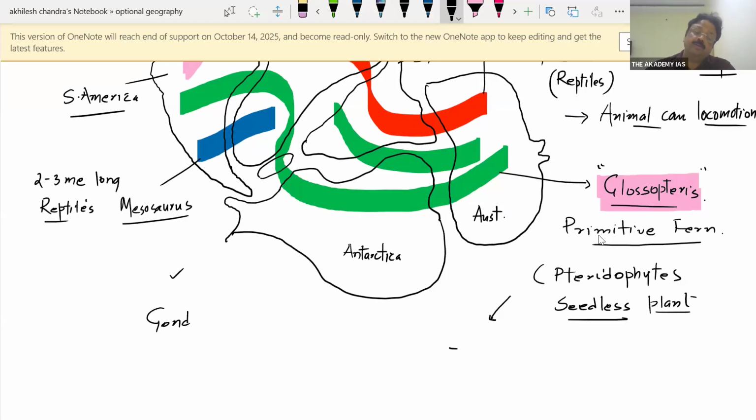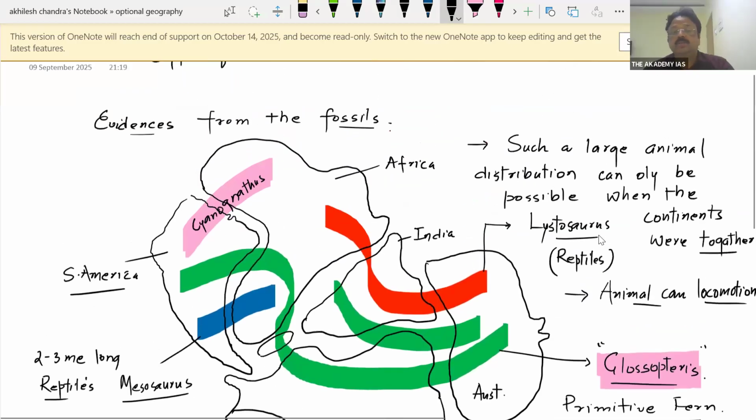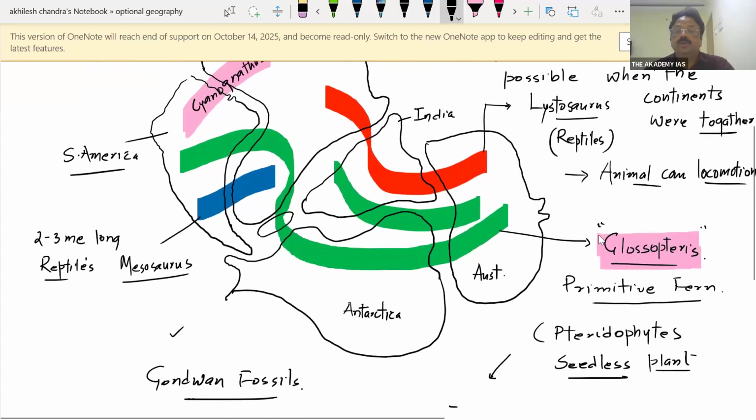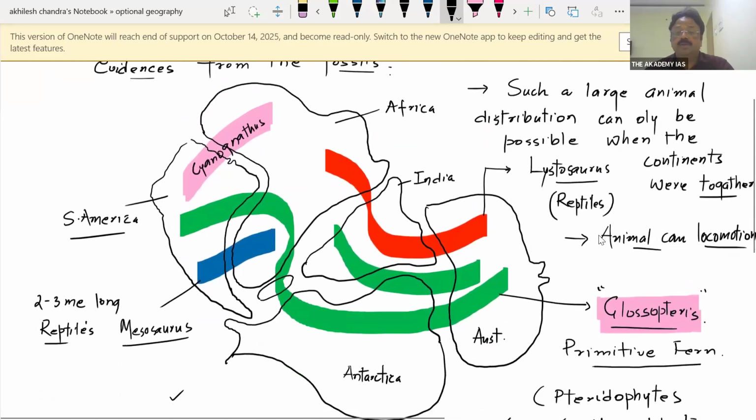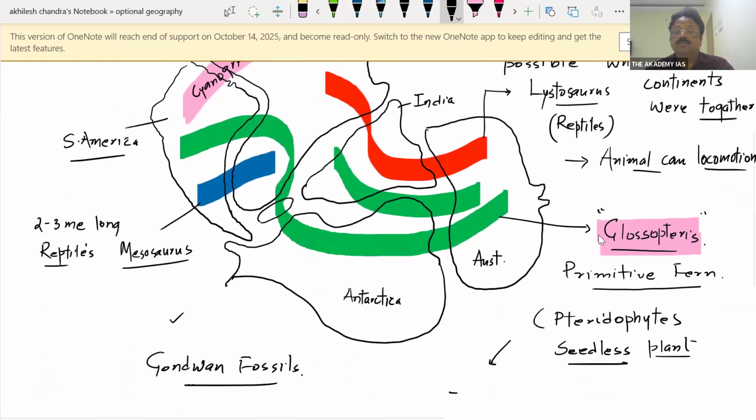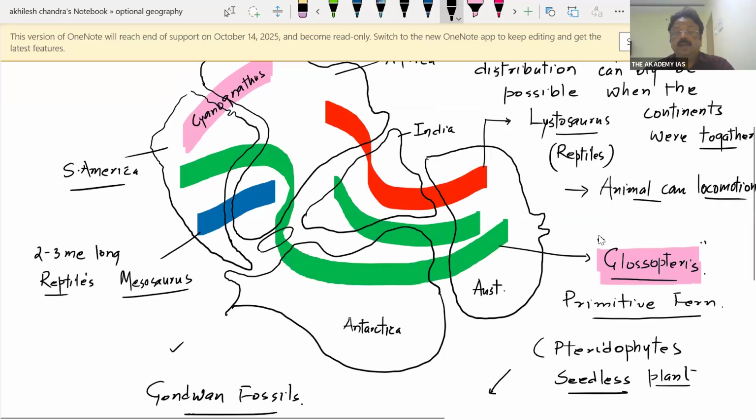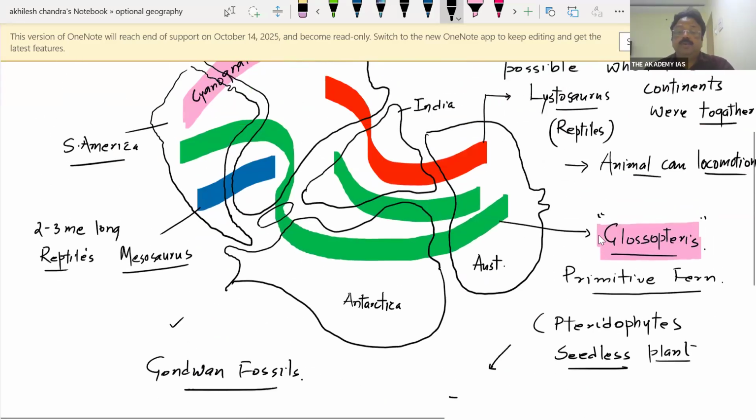So the study of Gondwana fossils is revealing the same story, that somewhere in geological past, these continents were together. Is it okay? Because such a massive distribution of plants can only be possible when the lands were together. If it is separated by 4,500 kilometers of a water body, certainly the plant is not going to be distributed. Is it fine? So this was the evidence from the fossils.